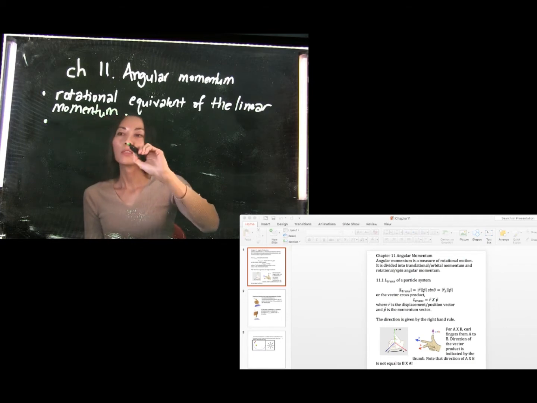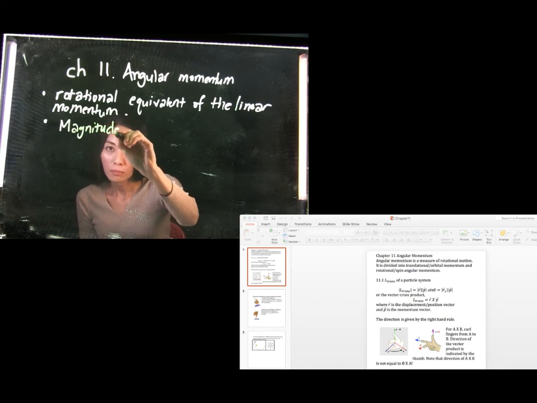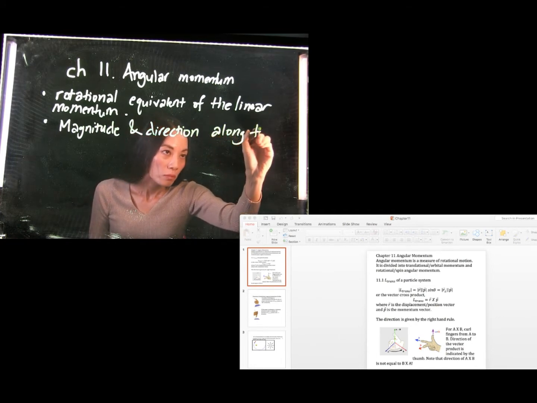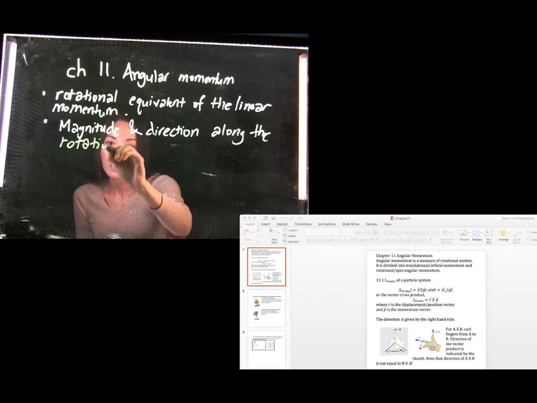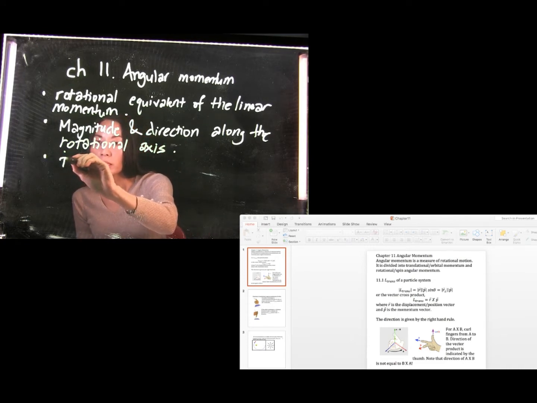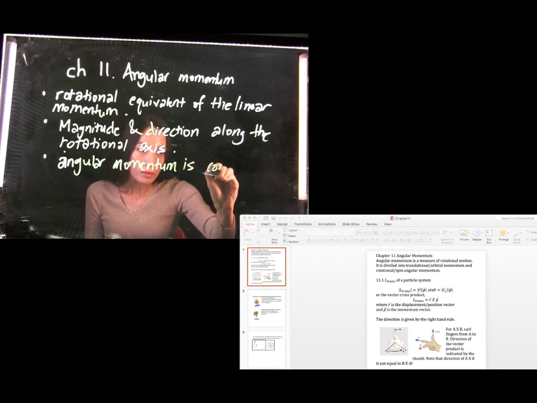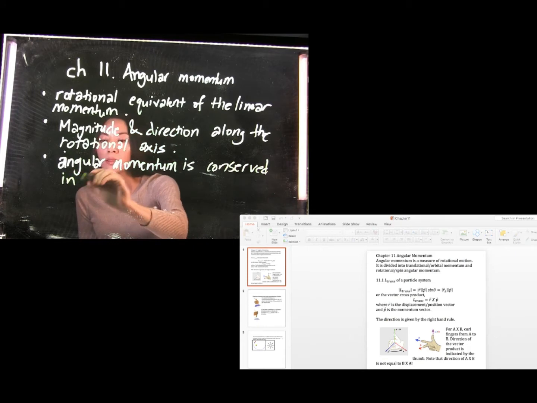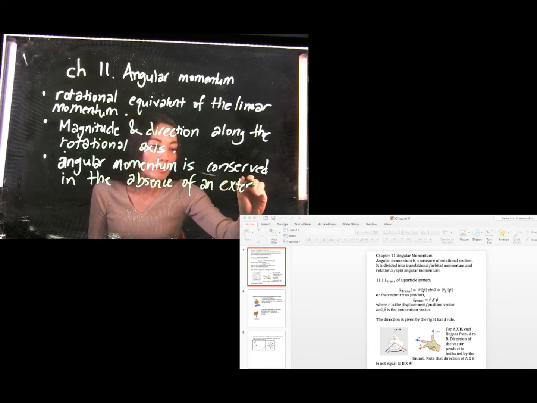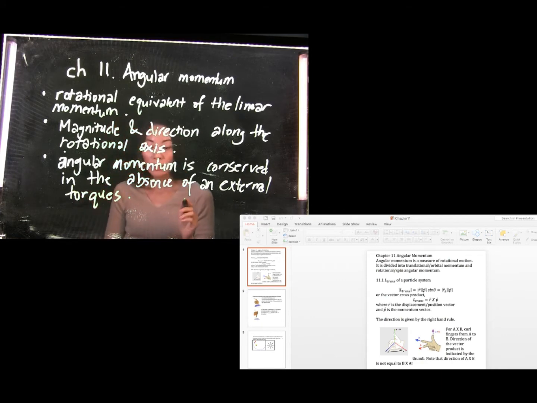And we define the angular momentum to have a magnitude and direction along the rotational axis, and that the angular momentum is also conserved in the absence of an external torque, meaning that if you have the absence of external forces, the angular momentum is conserved.